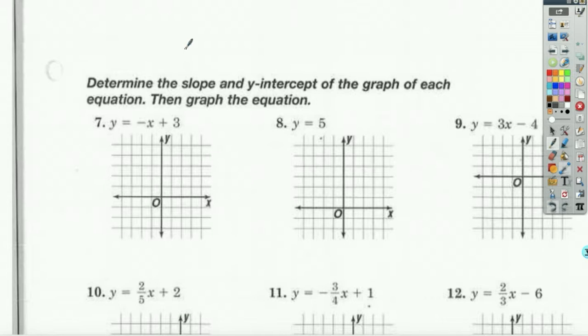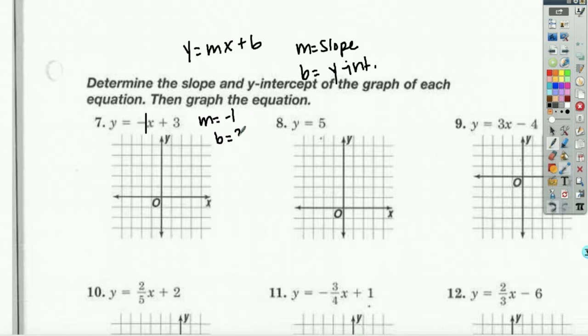So remember that your equations should be written in y equals mx plus b, where your m is in front of your x, so your m is your slope. And your b should be alone, and that should represent your y-intercept. So if you're looking at number 7, you've got y equals negative x plus 3. In front of that x is a negative 1. So your slope here would be negative 1, and your b would be 3.